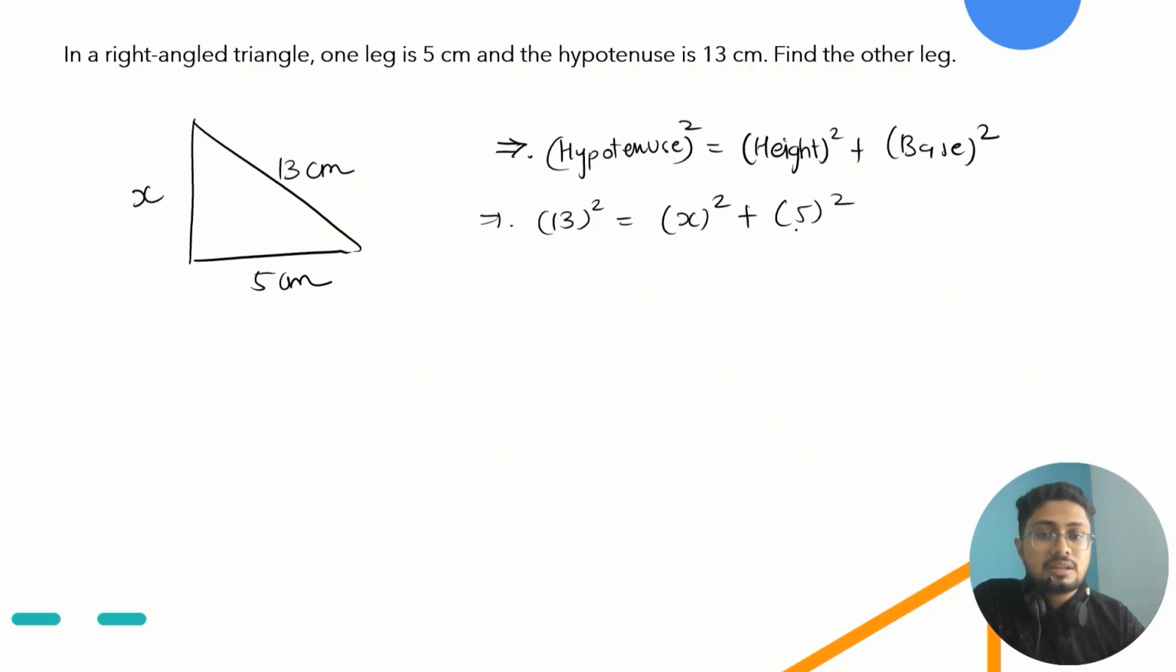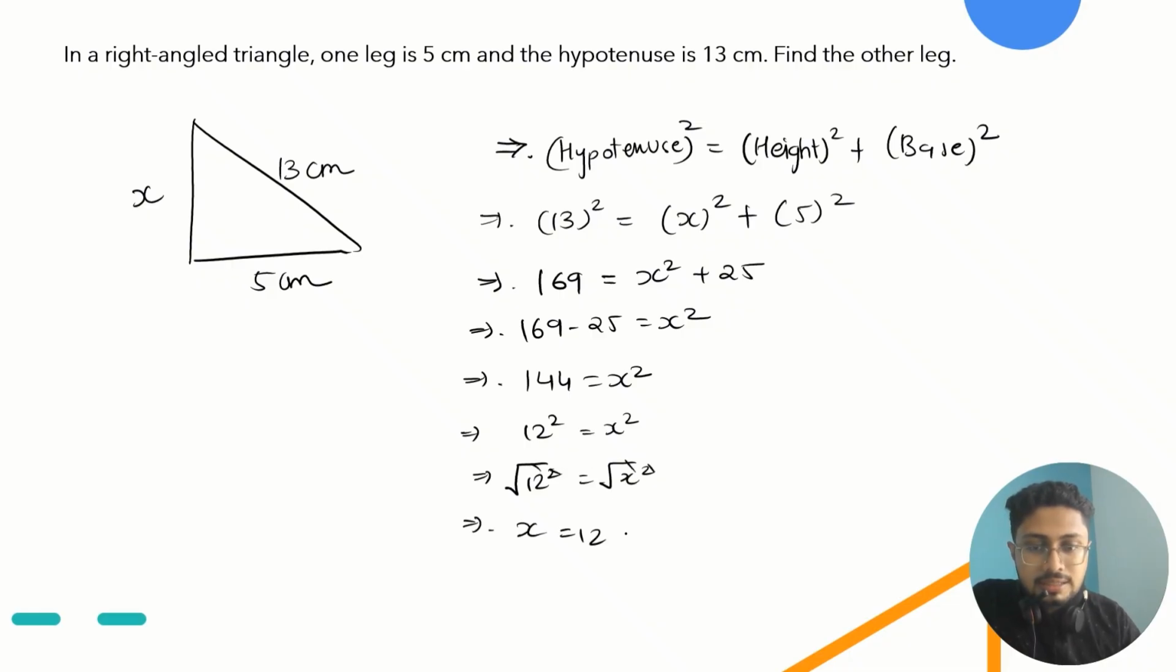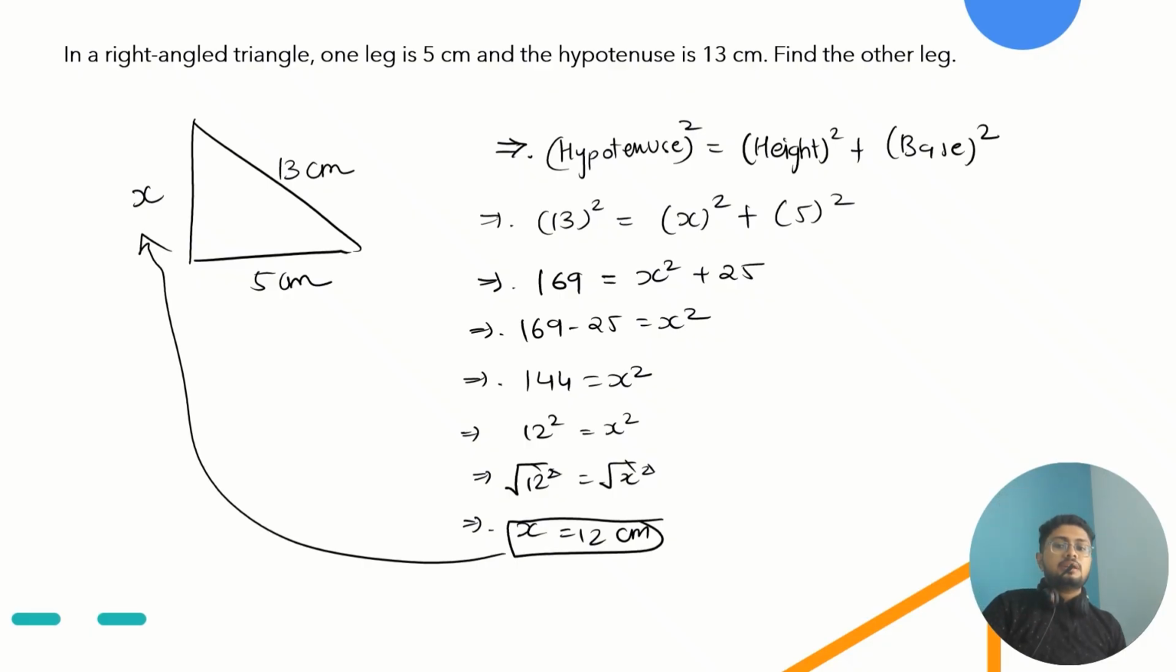Now someone is asking me, sir, can we take height as 5? Yes, you can. 13 square is 169, x square plus 5 square, which is 25. 169 minus 25 is equal to x square. 144 is equal to x square. So 12 square is equal to x square. Square root both sides. So x is equal to 12 centimeter. Now what is the value of x? 12 centimeter. And x is what? Leg 1 or leg 2? The side length of leg 2.